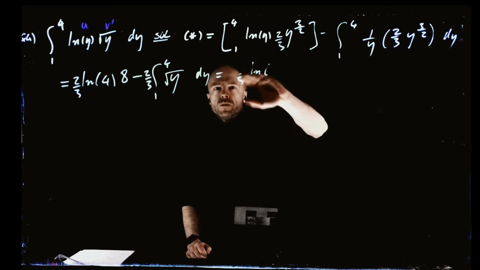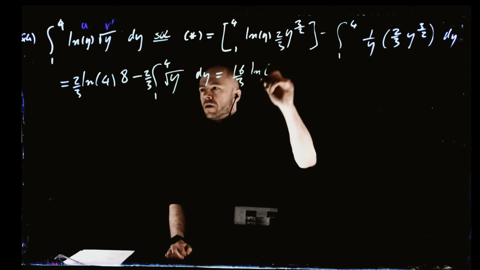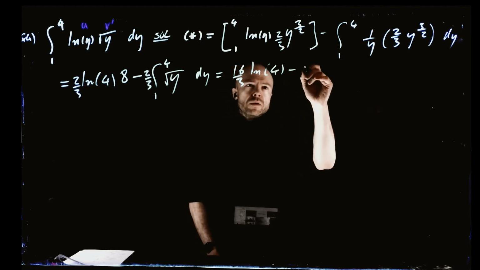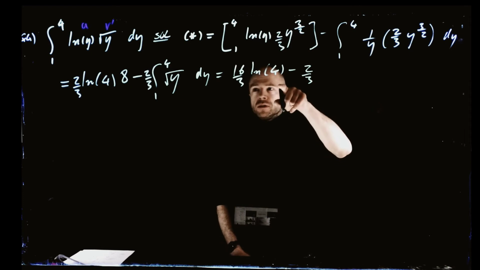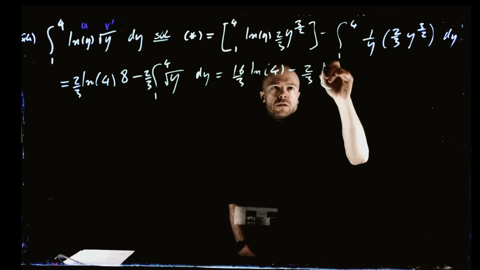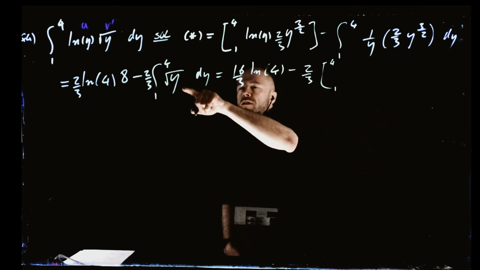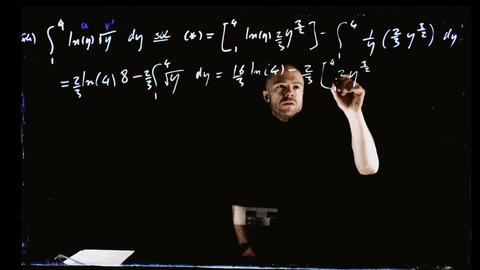Let's actually do the numbers. So it's going to be 16 over 3 log of 4. And then what is this thing? It's going to be minus 2 over 3. This is from 1 to 4. So then this thing, what power do we have? We have y to the 3 over 2, again, times 2 over 3.